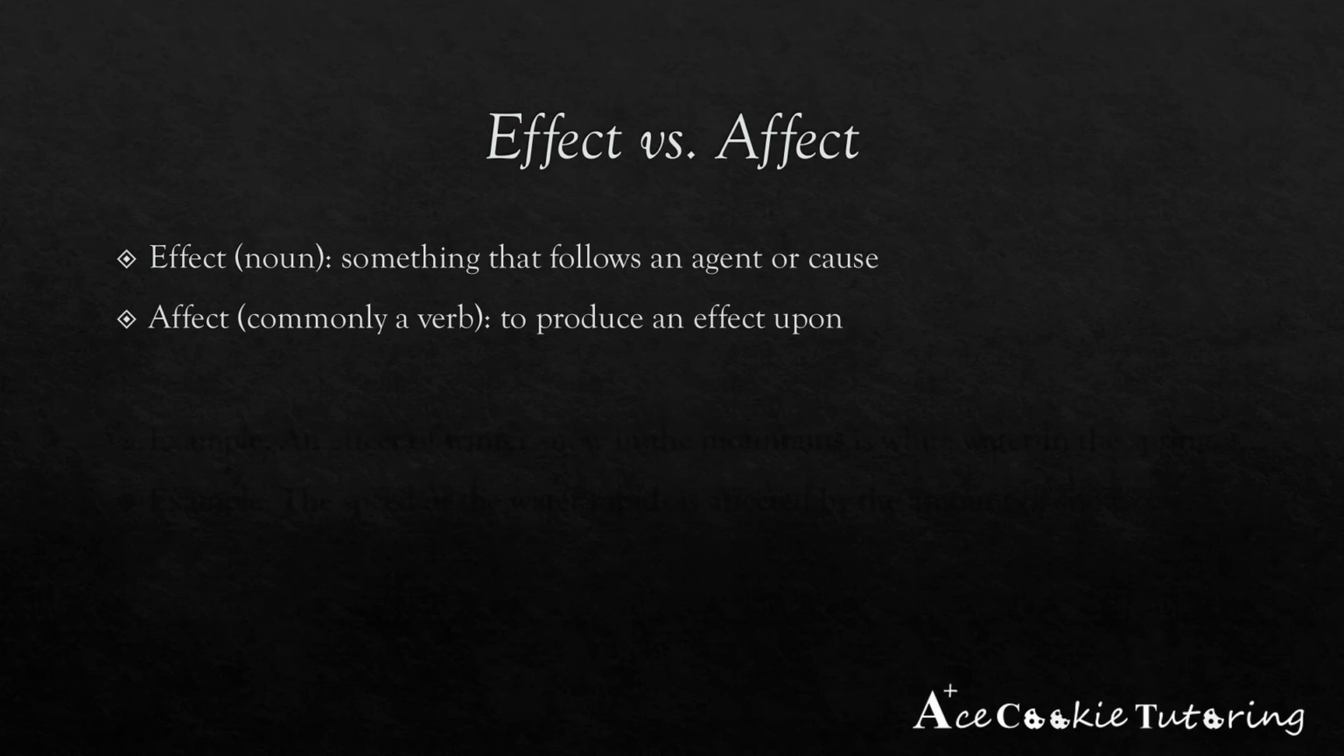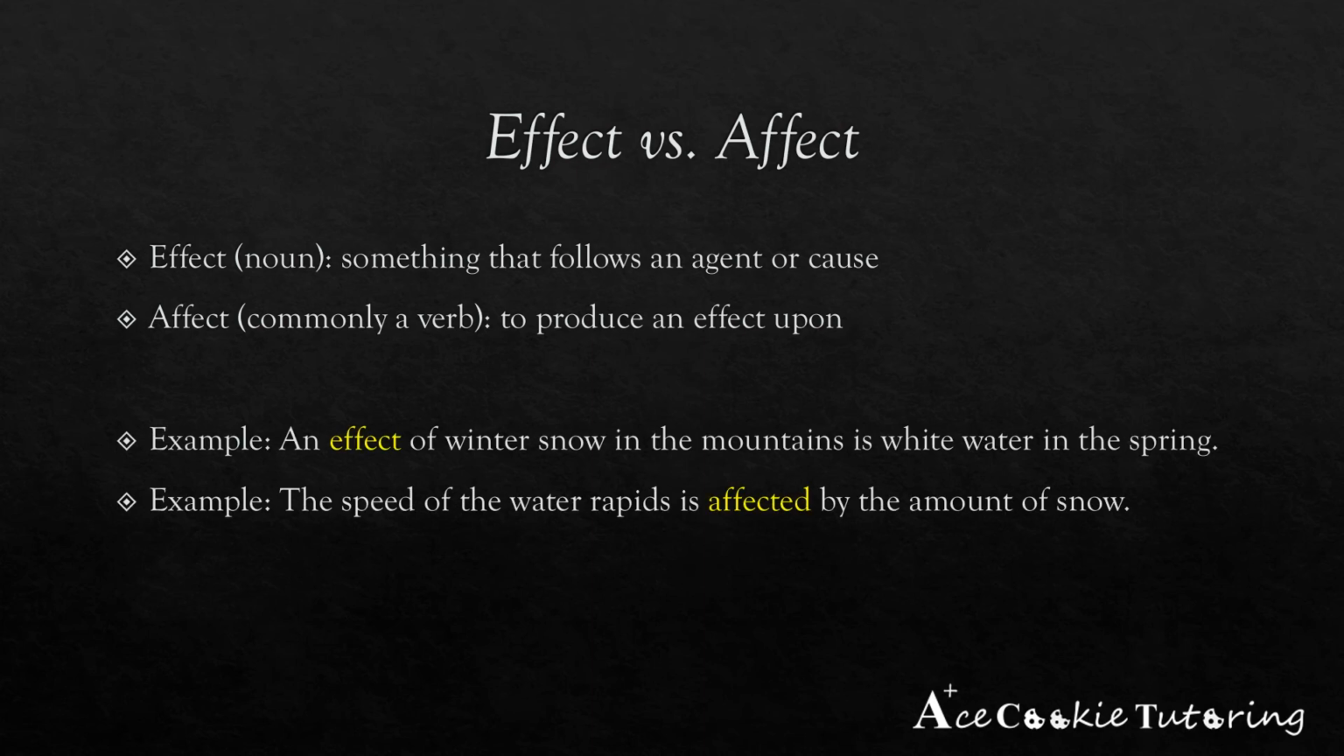Effect most often is a noun, and it is something that follows an agent or cause. So, cause and effect type thing. Affect is most commonly a verb, and it's to produce an effect upon. So make sure you understand these words are closely related. Some examples to give you: an effect of winter snow in the mountains is whitewater in the spring. And then to make it a verb, affect: the speed of the water rapids is affected by the amount of snow.